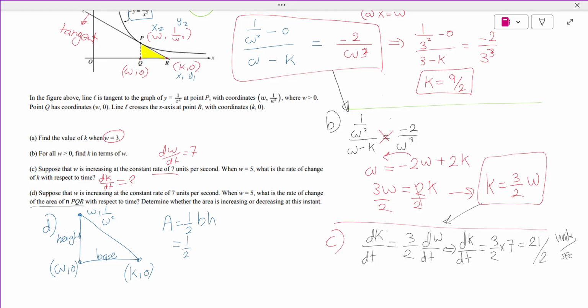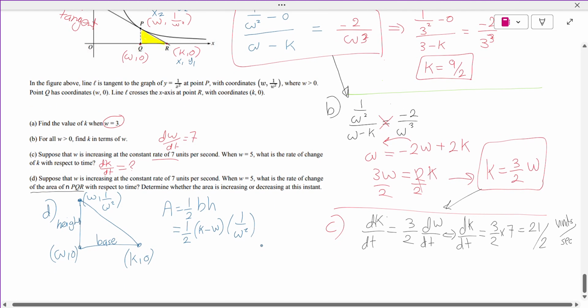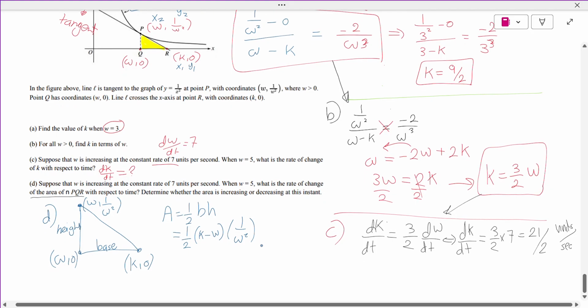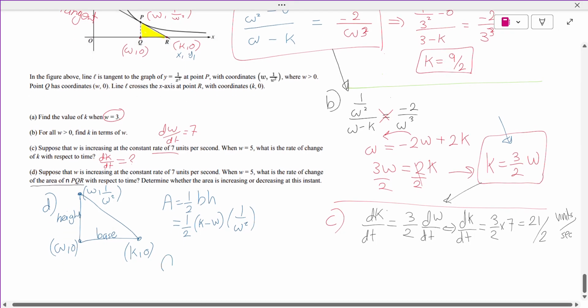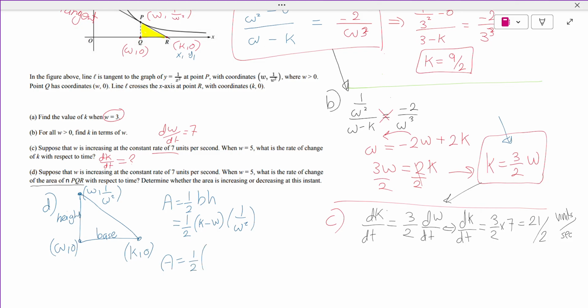So we've got half. Now the base will be the difference between the 2 points. It's k minus w. This is the base. And the height of this triangle is the y coordinate of the upper vertex, which is 1 over w squared. Now, we can eliminate k here by substituting what we got in part B. We can replace k with it here. So the area equals half. Instead of k, you can write 3 over 2w minus w, times 1 over w squared. So what I'm doing here is that I just replaced k with this amount.